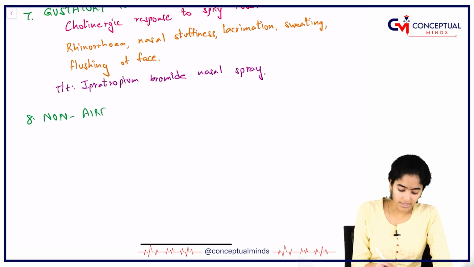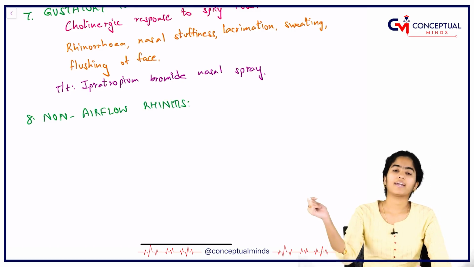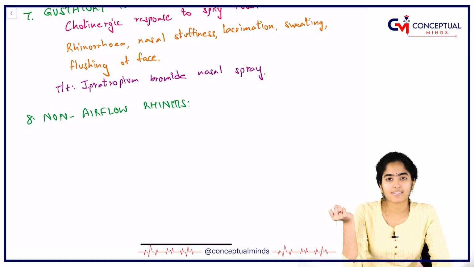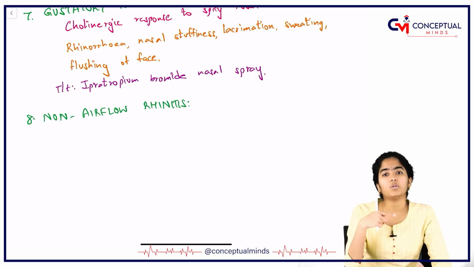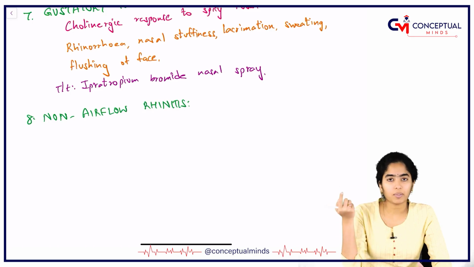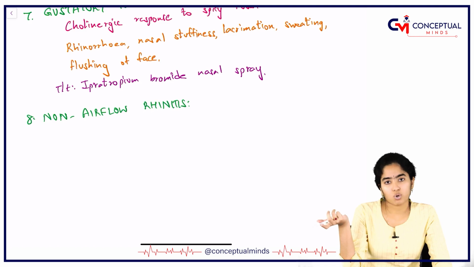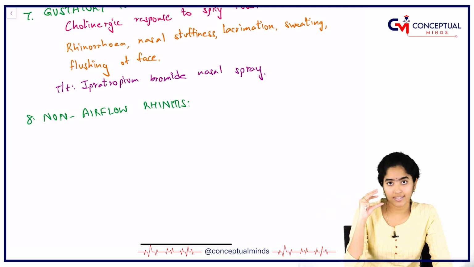What is this non-airflow rhinitis? What is the basic function of the nose? To breathe in air. Sometimes that function is cut off. For example, when we do a tracheostomy, then all this apparatus becomes defunct and the air is going directly via the tracheostomy opening. Or in patients of laryngectomy also, the nose and its role becomes obsolete. It's not used for airflow anymore. But the nose is still there, it is intact.